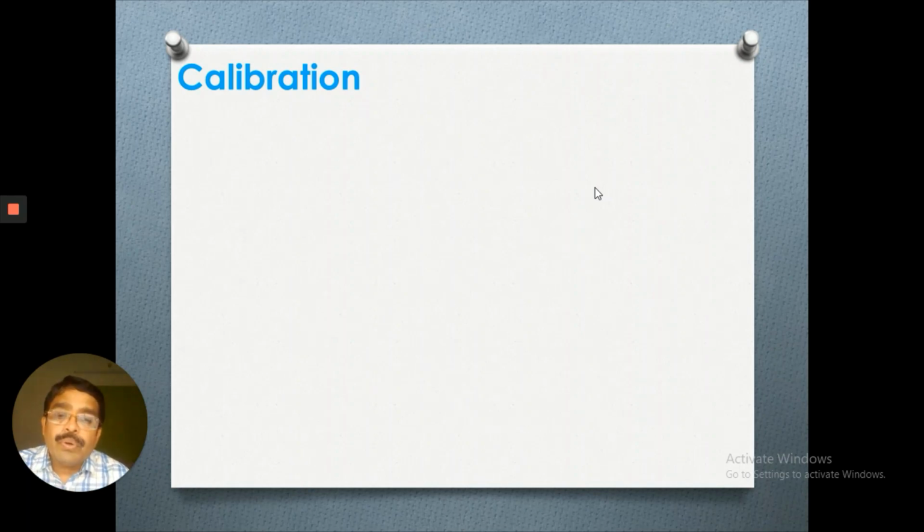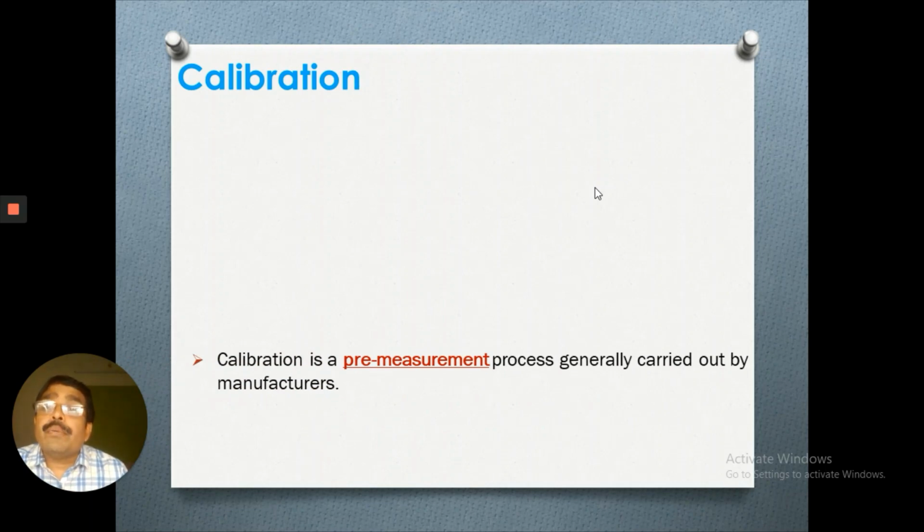When we are measuring a job, we say that we are inspecting it. But when you want to check the instrument, the term we use is calibration. Calibration is a pre-measurement process generally carried out by the manufacturer. When we are using the instrument, naturally the accuracy may get affected due to the continuous use of that instrument.